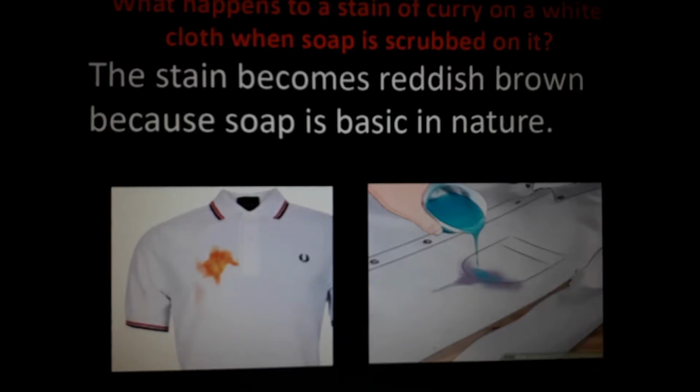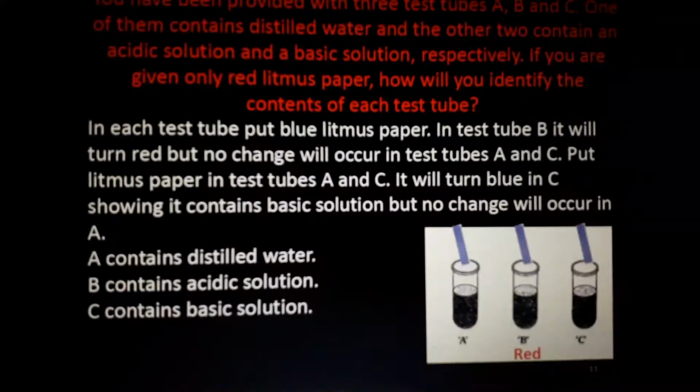Okay, it's better not to have any stain on the clothes. So turmeric, being a natural indicator, will change color when we add soap to it. Come on, let's see what this is.